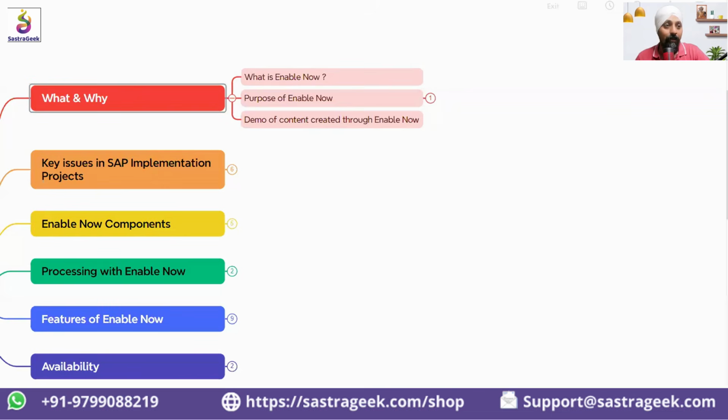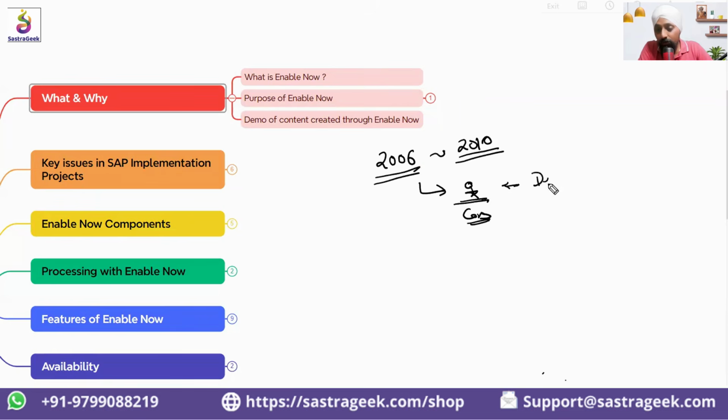I will compare this with an implementation which I did in 2006 or 2010, a very big implementation. What we used to do as consultants is go into the design phase, and when we were in the build phase, parallel to the build phase, we would start working on the training documents. And then we would have ITC1, so ITC1 would also be working on the training documents.